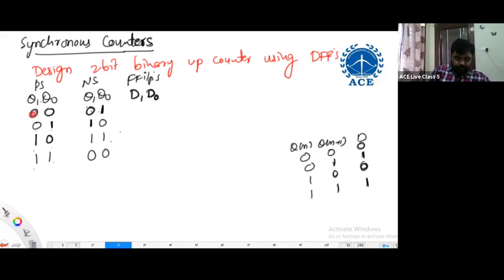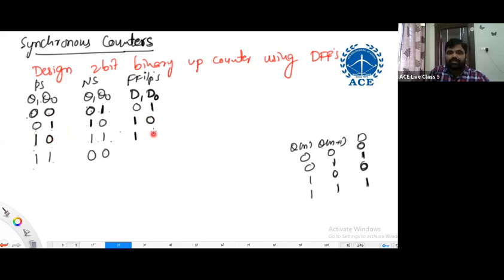So Q1 0 to 0, what must be here? 0. Q0 0 to 1, what must be here? 1. Q1 0 to 1, it is a 1. Q0 1 to 0, it is a 0. And Q1 1 to 1, it is a 1.